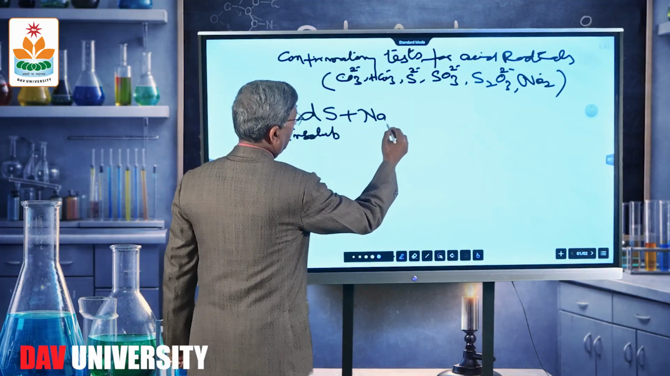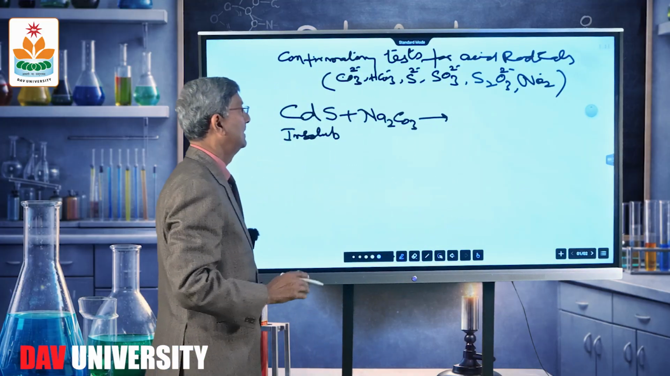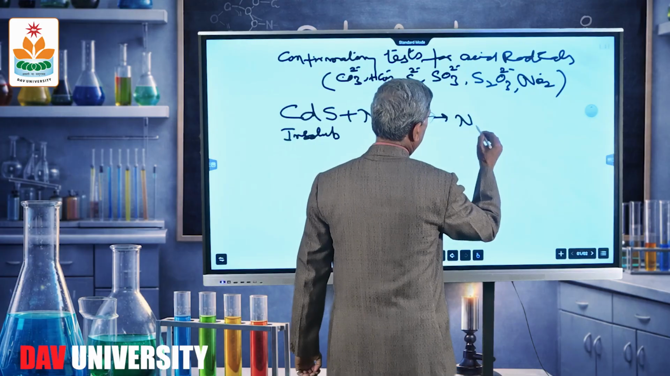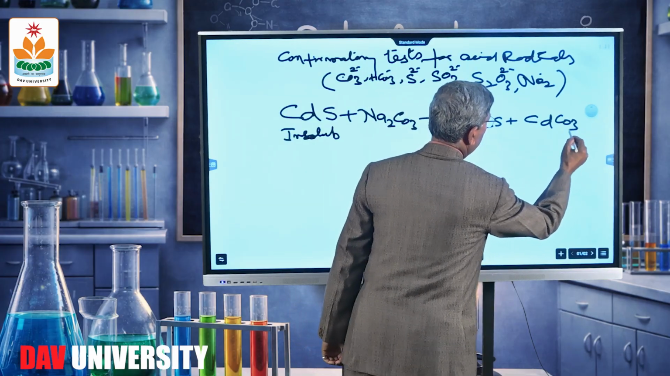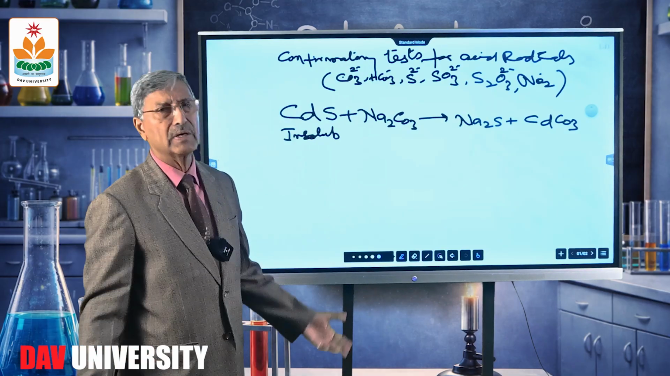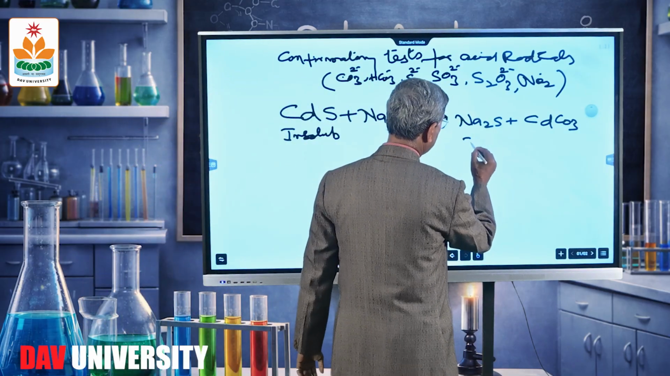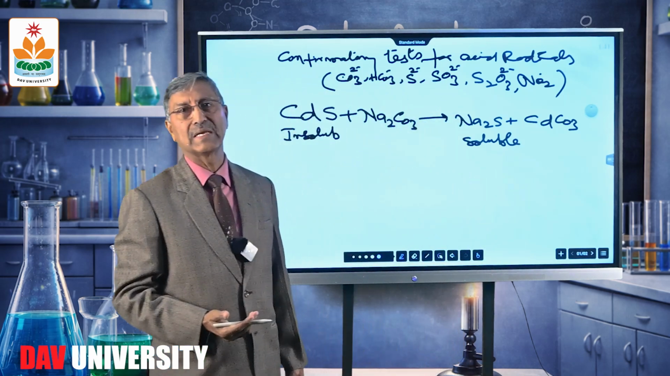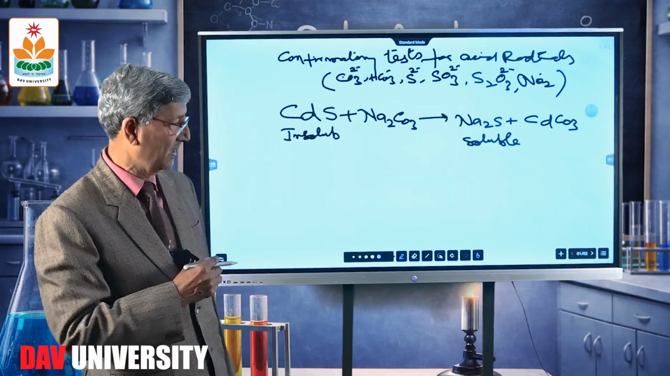We prepare sodium carbonate extract by adopting the usual procedure. Double displacement takes place. We get the formation of Na2S plus cadmium carbonate. So cadmium carbonate again is a solid that remains there, and sulfide ion comes here and this becomes soluble, and now we can perform the usual tests by taking this soda extract or sodium carbonate extract.